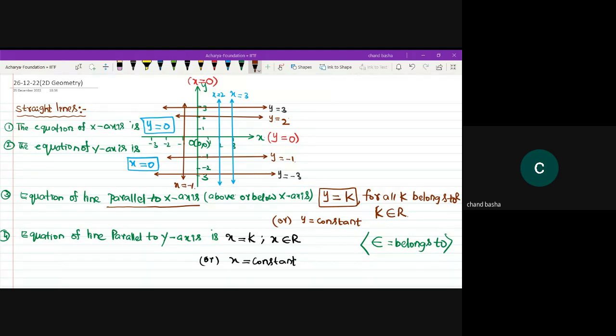Vignit, any doubt? Sarandeep, any doubt? Can you again explain y equals to constant?